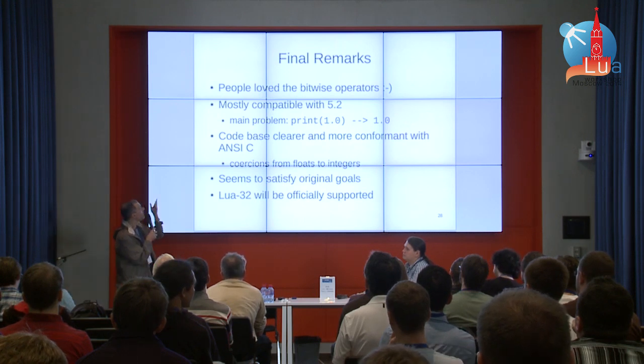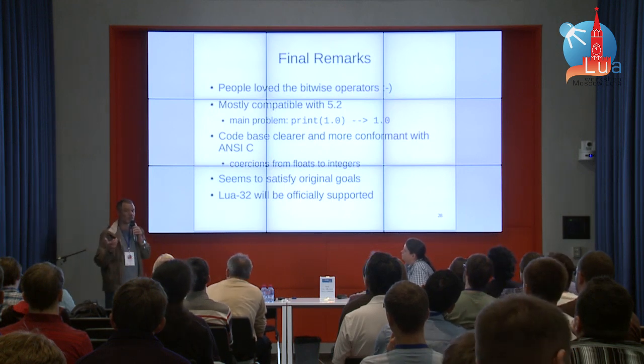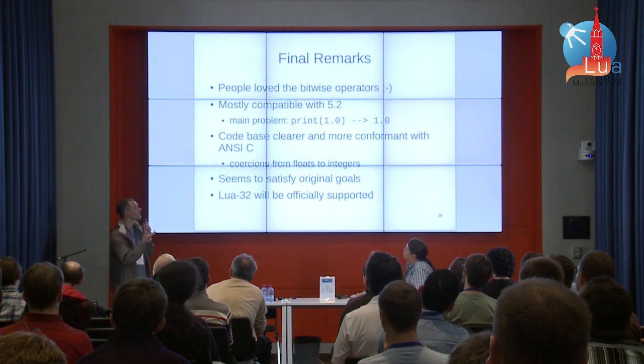For any 32-bit machine, the 32-bit Lua is quite a bit faster than the 64-bit Lua. And so the final remarks, of course, we already have an alpha version out there, and the biggest reaction was concerning bitwise operations. People don't even care much about integers, but they love bitwise operations. It is mostly compatible with 5.2. Actually, not a lot of people are using the alpha, but there are some people using it. And the main problem we had was exactly the print, that change in print, because some programs assumed that print would create a number with a specific format, and when the format is not the one they expected, there are some problems in some code.